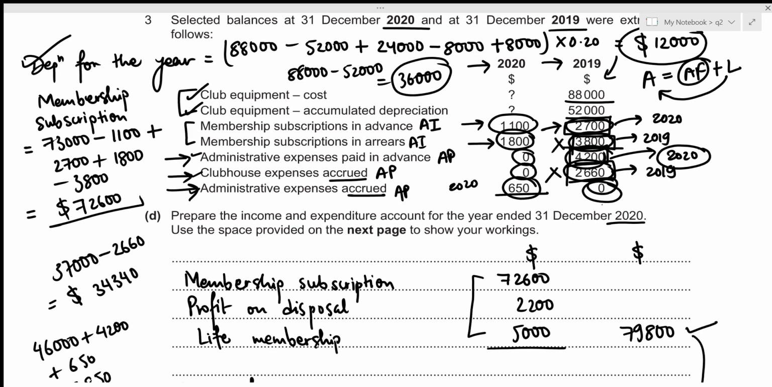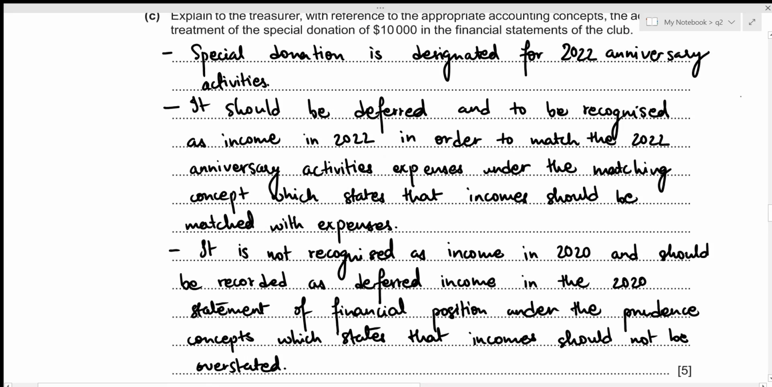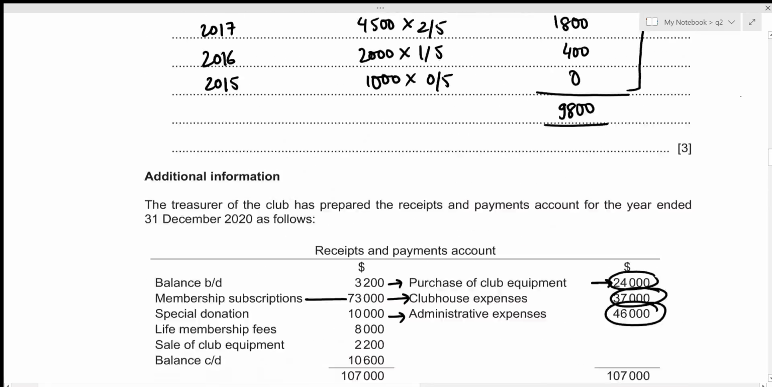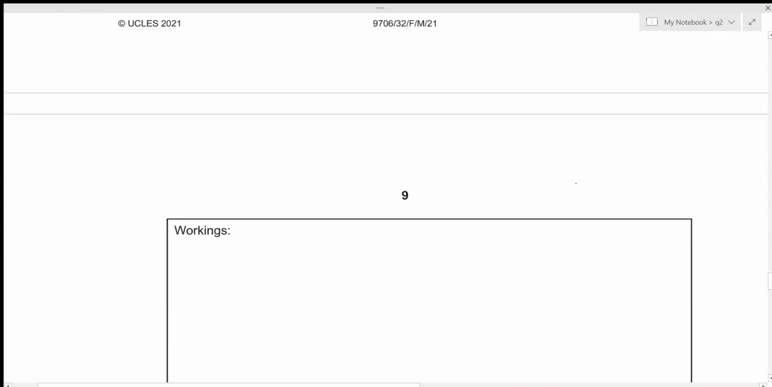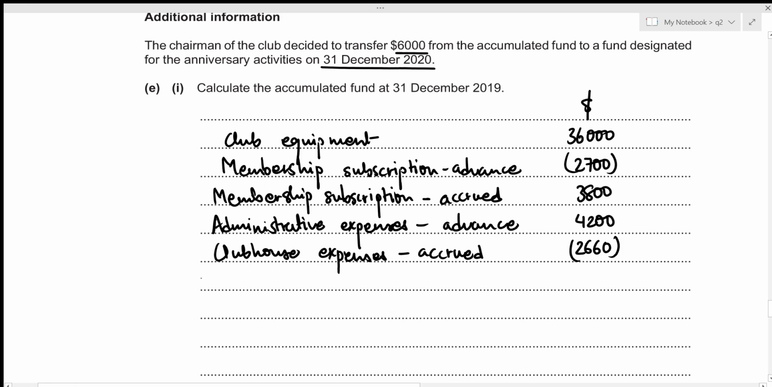And we already figured out that life membership fee is also to be recorded as a fund, and funds are presented on our accumulated fund plus liability section, right? So we also need to subtract that life membership fund for the year 2019 in order to figure out our accumulated fund. And we already figured it out at the first part of our question. It amounted to 9,800. So let's subtract this. That is life membership fund with the value of 9,800.